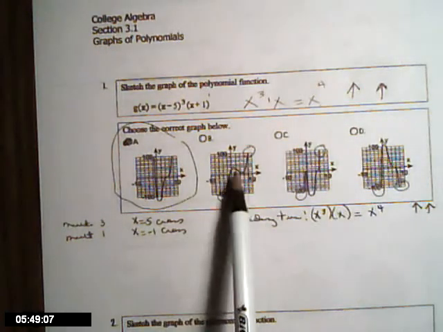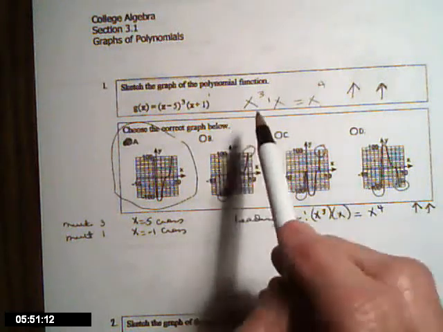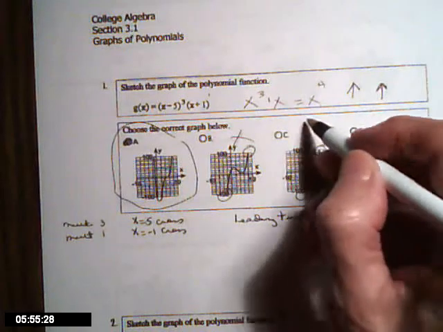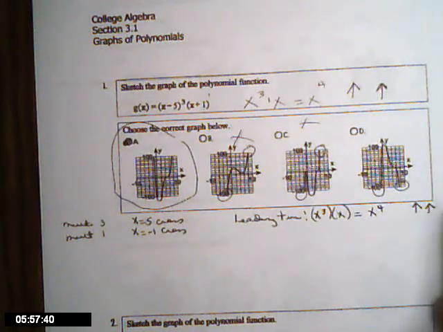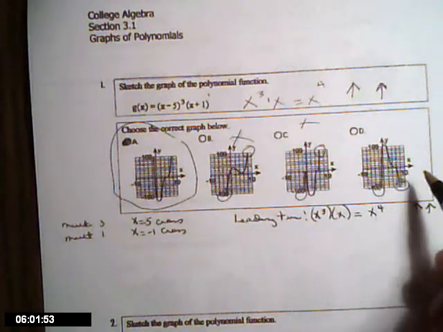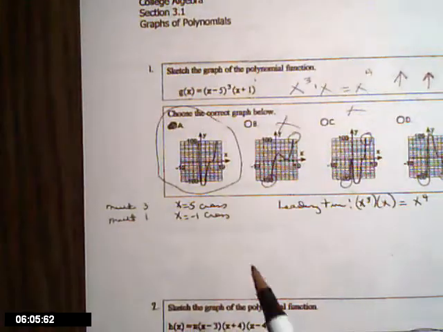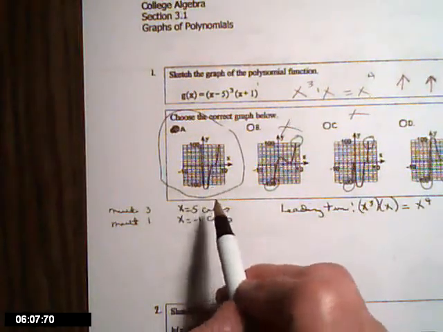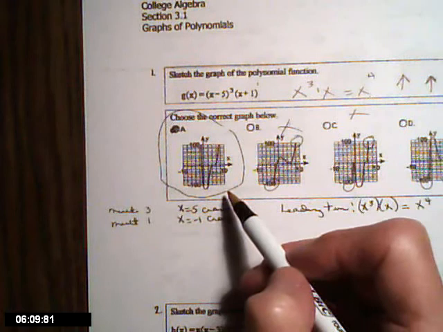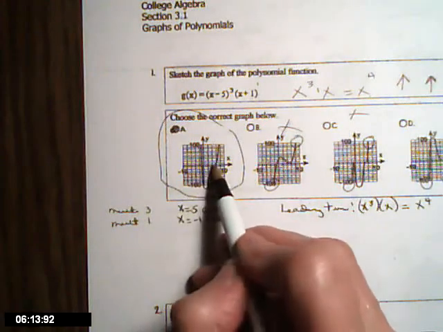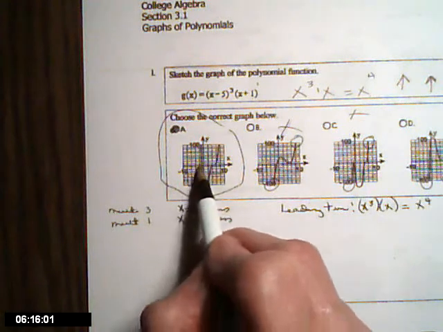Alright, if you look, B goes from down to up, it can't be that one. C goes from down to up, it can't be that one. In the D, the same thing is happening, the endings are wrong. It looks like it's going to have to be A. And when you get to MyMathLab, you'll have the ability to enlarge this. You will see that it does go through 5, and it will also go through -1.